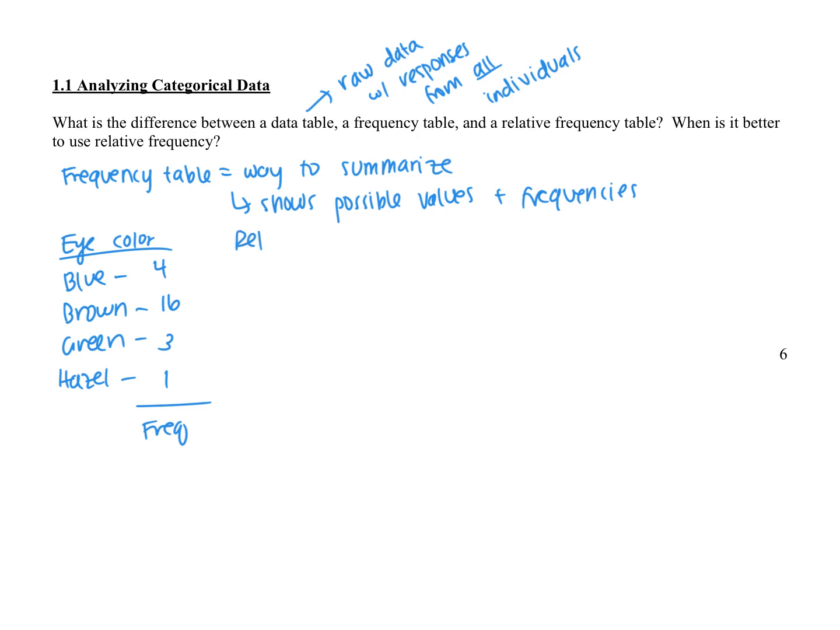Relative frequency is just the fraction or decimal. So if we add up our table, there's 24 people there. So the relative frequency of blue would be 4 out of 24. Brown would be 16 out of 24. So on and so forth. 3 out of 24, 1 out of 24. And you could write those as decimals.